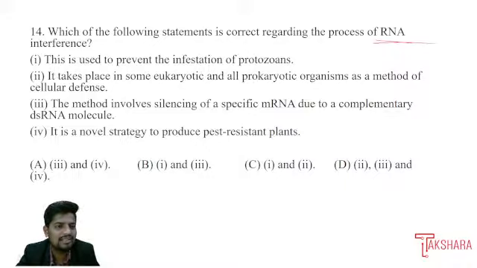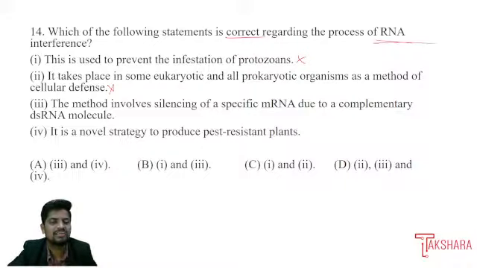So in the RNA mechanism, the statement regarding it is totally related to the correct statement. Infestation of protozoa, infected or any kind of modifications, we don't look at that, because it is another category, and it is related to pest resistance. And the second one, look at it: it takes place in some eukaryotic and all prokaryotic organisms as a method of cellular defense. It is a cellular defense.